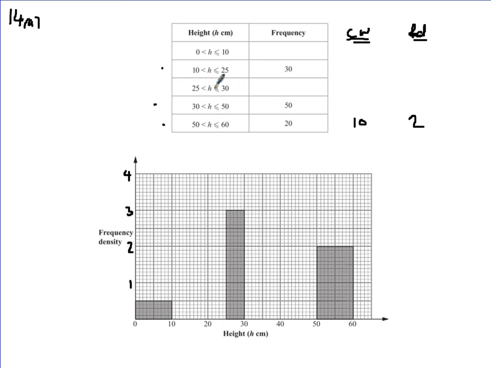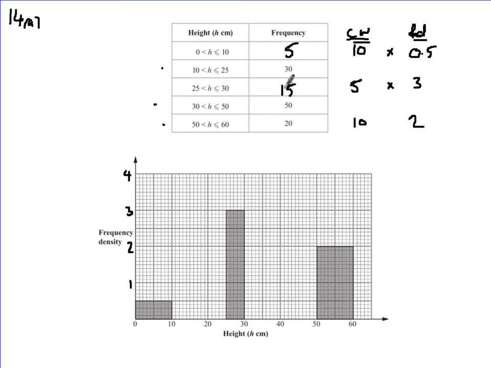Because now what we can put in is the frequency densities for these. So from 0 to 10 is 0.5. And then from 25 to 30 is 3. So our class width we know, that's 10 and that's 5. And instead of dividing to work backwards, with times, that will give you 15 there, and that will then give you 5.